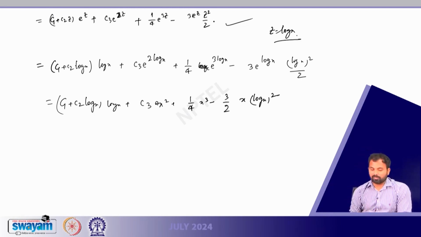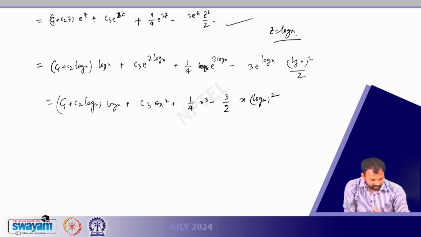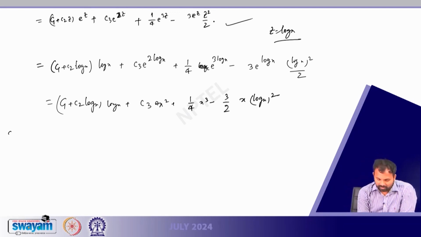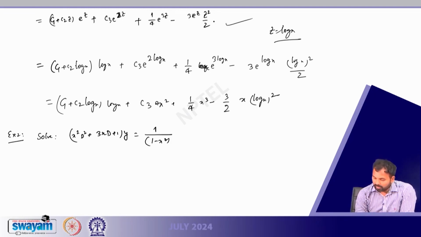Like this there can be many examples, and in most of them you just take x equals e to the power z, reduce it, then solve it, then again reduce it back to the original setting, right. So, I believe we do not need to solve a lot of examples here, it is pretty much straightforward. I will just write one more example for your convenience. Solve (x²D² + 3xD + 1)y = 1/(1 − x)², 1 minus x whole square.